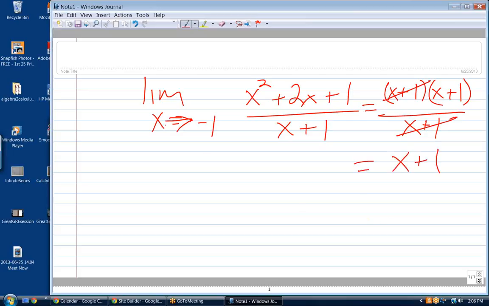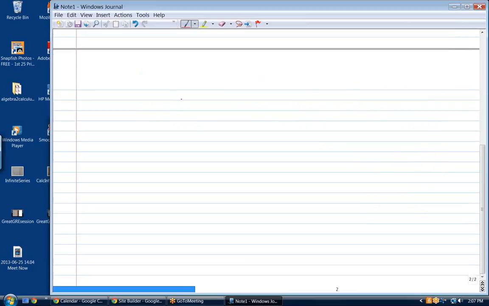And now when you substitute -1 for x, you do get a number. And it's 0. So that limit is equal to 0, which is way different than 0 over 0, which could be anything. It could be a number, it could be infinity, it could be a lot of different things. Okay.